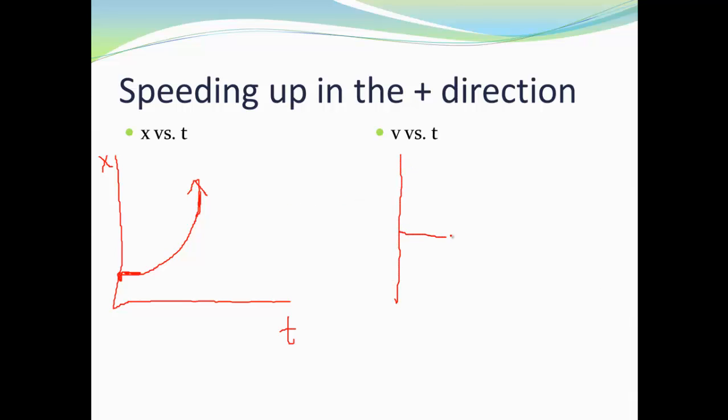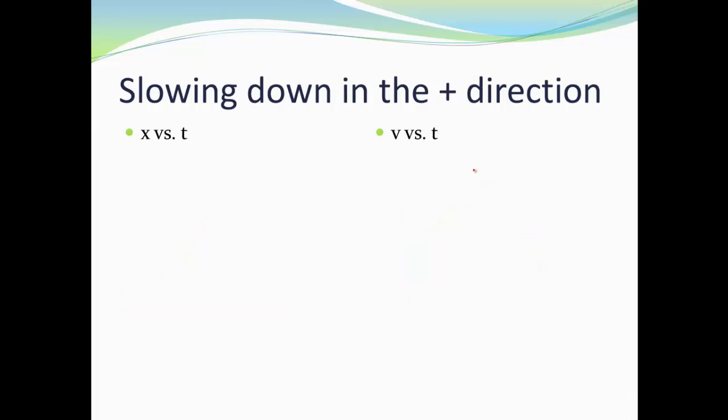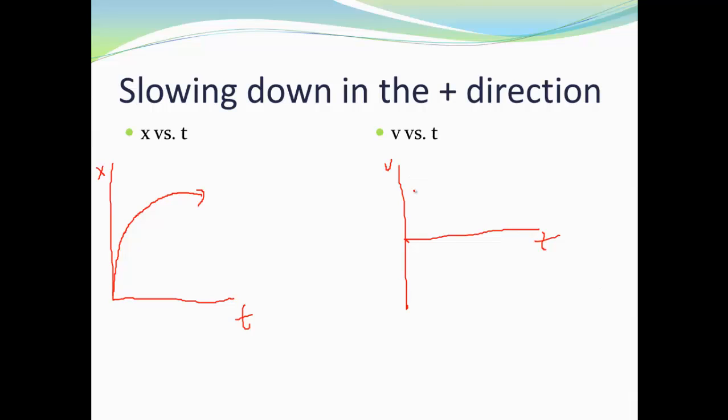So our velocity versus time graph, in this case, started at 0. So we'll start down here and it is increasing, so we'll get a diagonal line that's in the positive. Slowing down in the positive direction. In this case, our position versus time starts relatively steep and levels off. So our velocity versus time will be a relatively large positive value, getting smaller. In this case, where I drew it flattening off here, we get all the way down to 0.